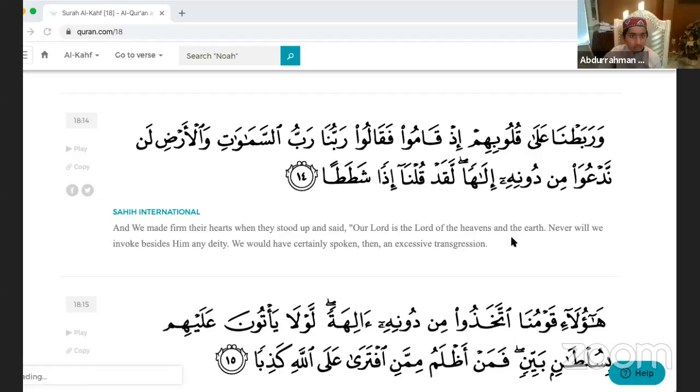Good. Go ahead, Mahad, do the translation, please. And we made firm their hearts when they stood up and said, our Lord is the Lord of the heavens and the earth. Never will we invoke any deity besides Him. We would have certainly spoken then an excessive transgression. Good.